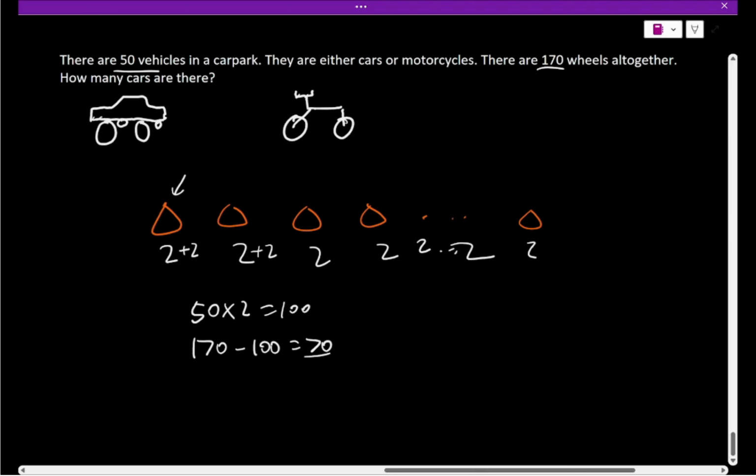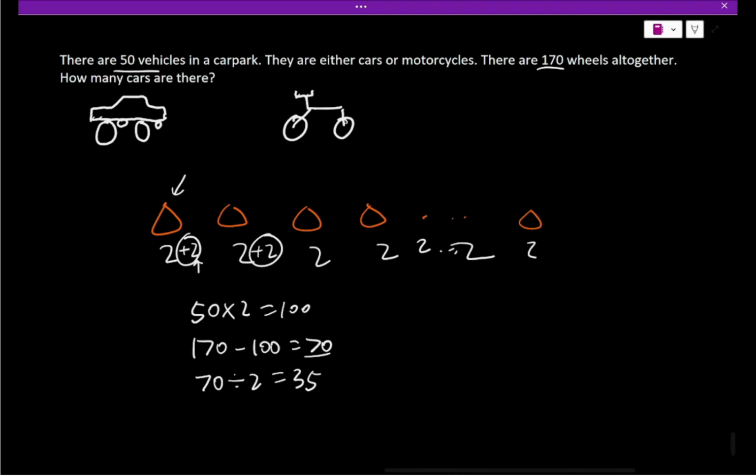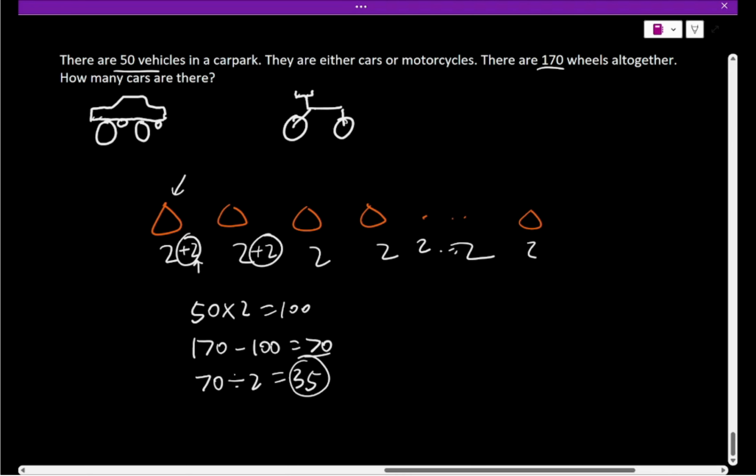So if we want to find how many cars there are, we want to find out how many of these groups of plus 2 do we have. So that's going to be 70 divided by 2, which is equal to 35. So this tells us that there are 35 sets or 35 groups of these additional 2 wheels. And we know that each of these sets belongs to 1 car. So this is the number of cars that we have, 35 cars.